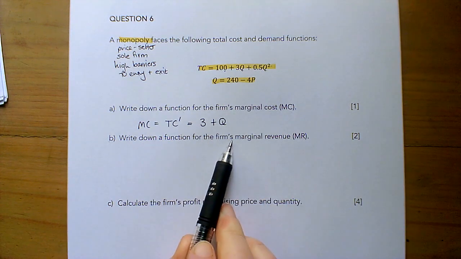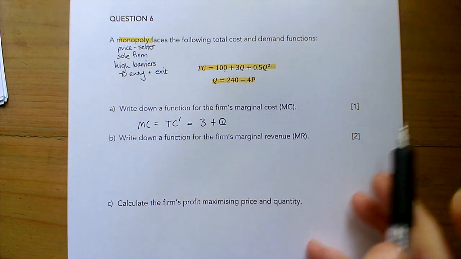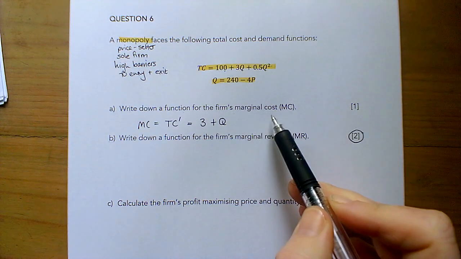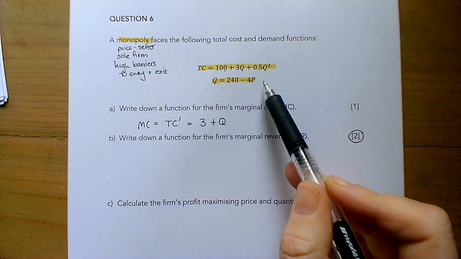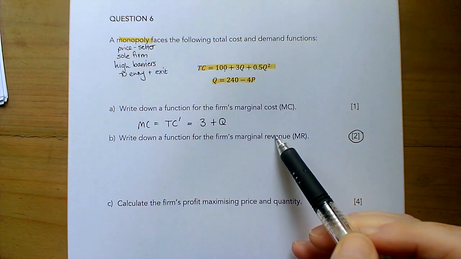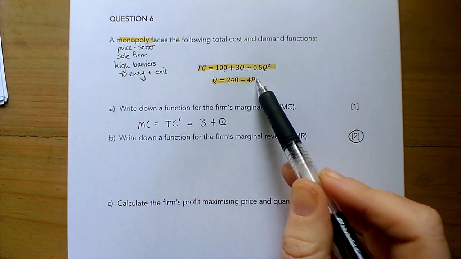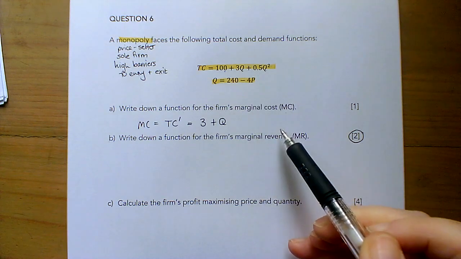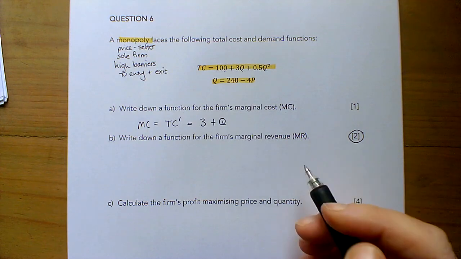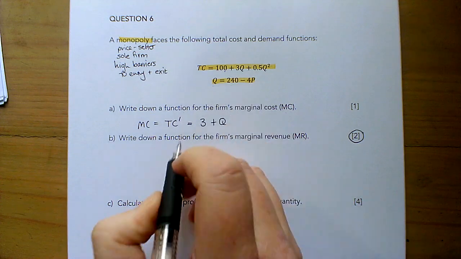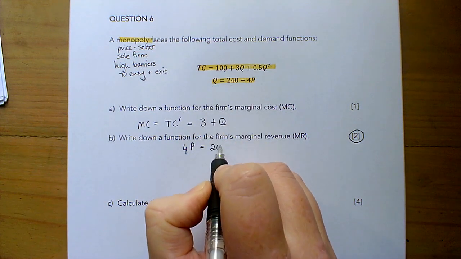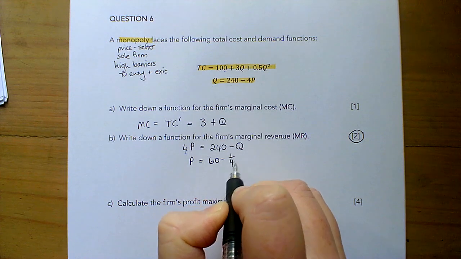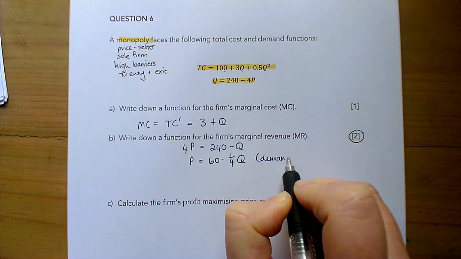Now they want you to write down a function for the firm's marginal revenue. This is out of 2 marks, which means there is going to be a little bit more work involved than calculating marginal cost. As I said in the previous question, in order to get marginal revenue, I first need my demand curve function. So I need to inverse this. That will then give me my demand curve, and once I have it, it is very straightforward to get marginal revenue. If I inverse this, I'm going to have 4p equals 240 minus q. And so price is going to be 60 minus a quarter q. So this is the demand curve.